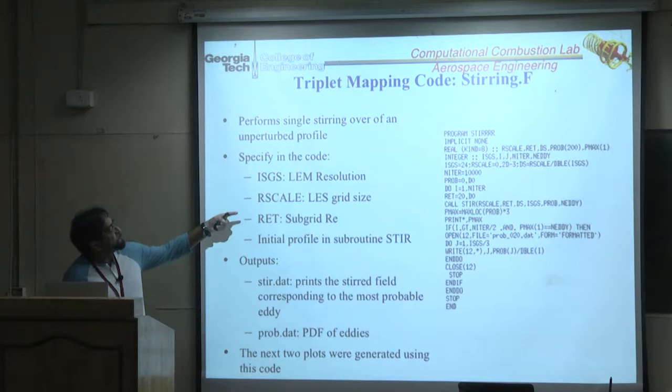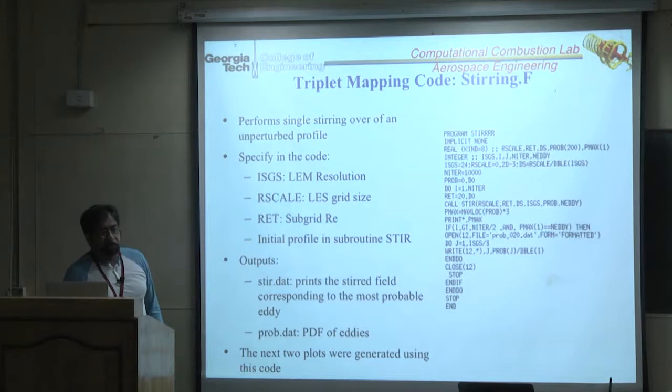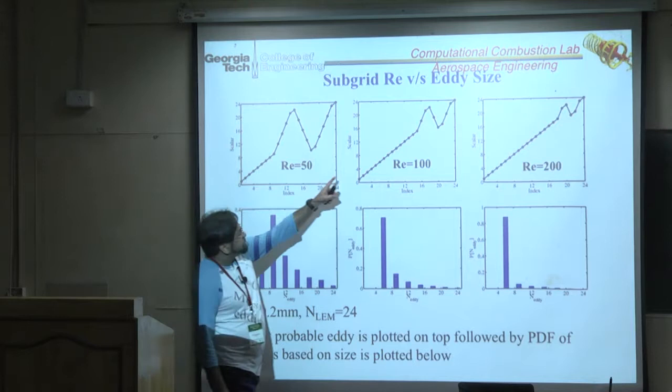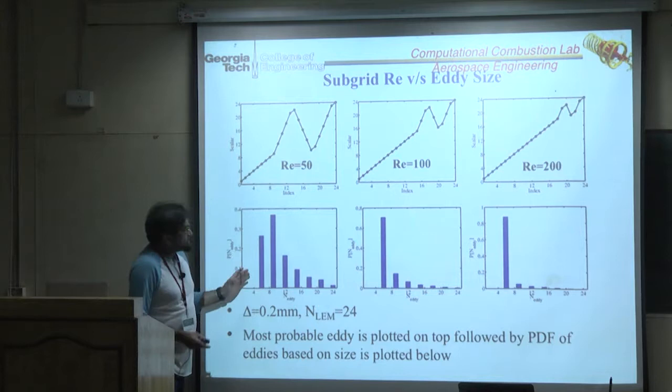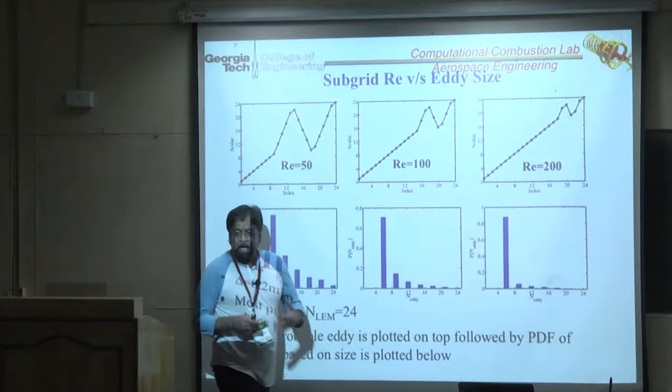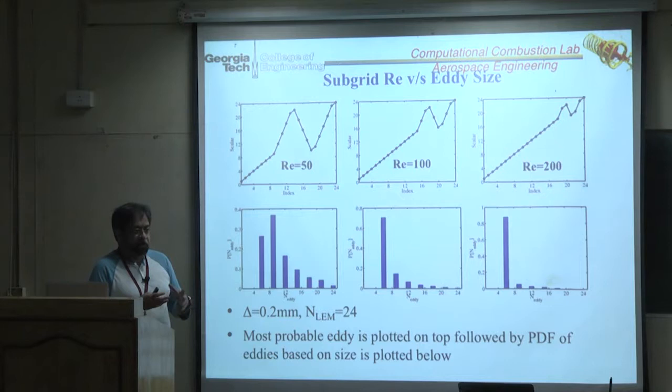So here are some examples of the stirring model. It's only a few lines. It's not that complicated, and typically this is what it does. For example, here's the Reynolds number of 50, the Reynolds number of 100, Reynolds number of 200. And you can see from that, as the Reynolds number increases, the probability of the eddy being smaller becomes larger. The higher the Reynolds number, the most common eddy is the smallest. That's the classical Kolmogorov thing. So at lower Reynolds number, the eddies can be much larger.